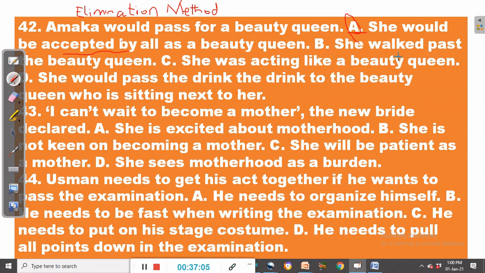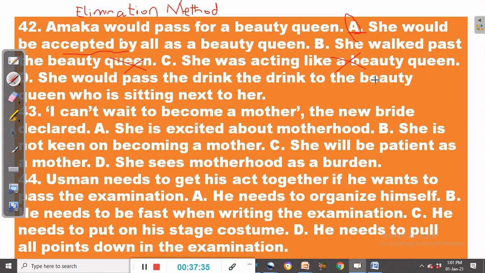So option B, she walked past the beauty queen. This is in no way related to the sentence at all. It's too far away from the meaning, so we eliminate it. Option C, she was acting like a beauty queen. We were not told that. There's nothing there that told us about Amaka's behavior. It's just the opinion of the speaker.